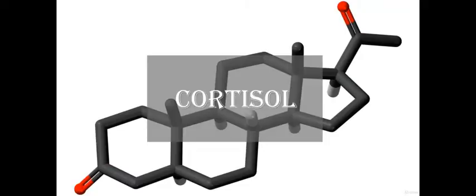Cortisol is a glucocorticoid hormone. Its synthesis takes place in the fasciculated zone of the adrenal cortex. Its precursor is cholesterol. Cortisol has a circadian rhythm. That means its peak secretion is at 7 a.m. and it is low at night. Cortisol has a much more catabolic role.